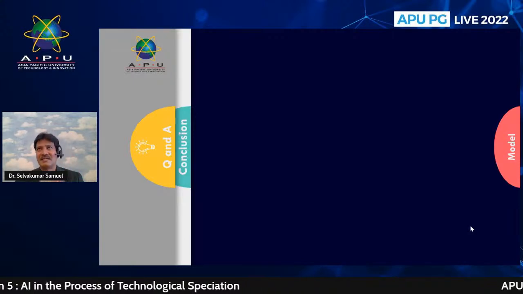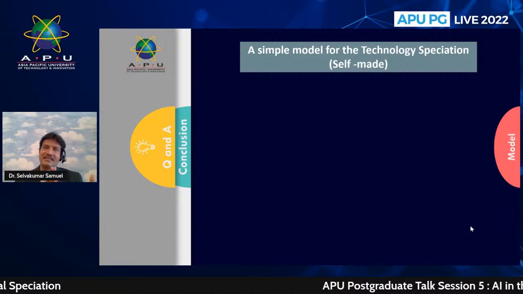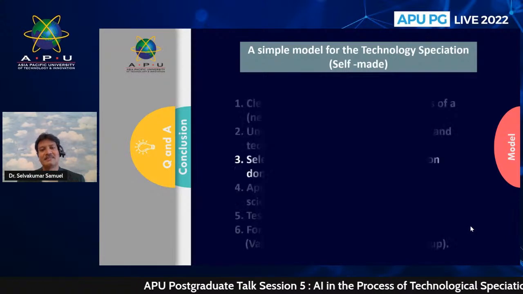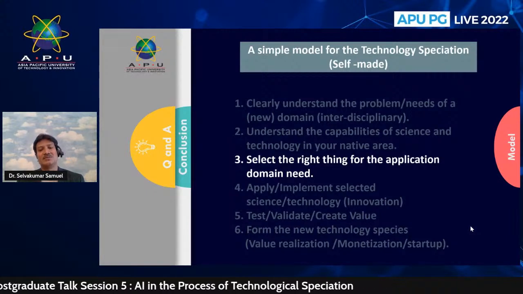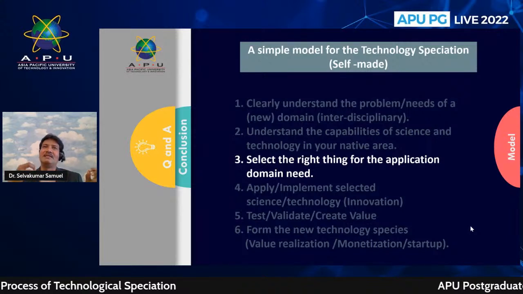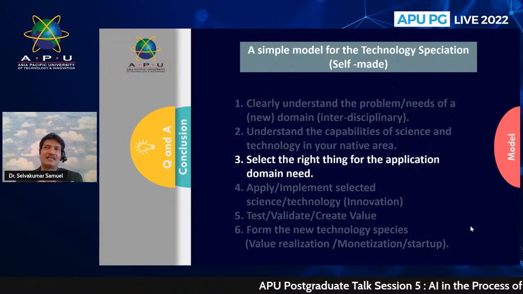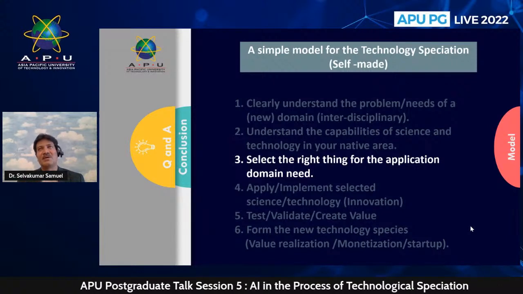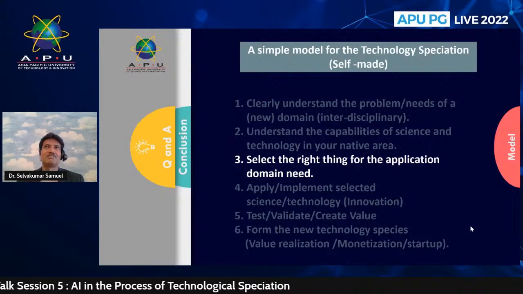So first, identify the problem. Second, identify the right technology, or technologies, or more than one domain, to provide the solution. Apply that. Identify the right technology based on its capability, based on the features of your technology, based on the solutions already provided by the technology, and the nature of the problem you identified. So you have to select the right things.